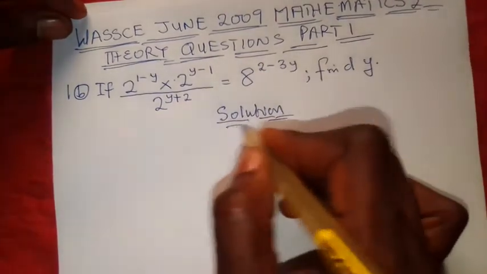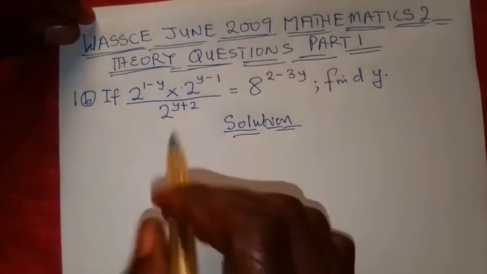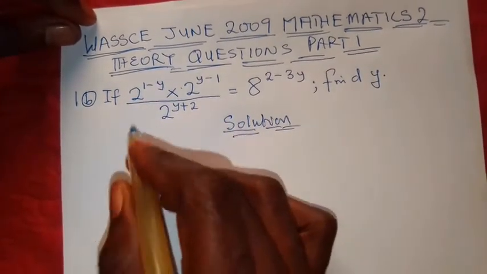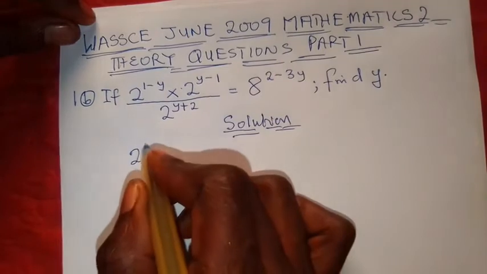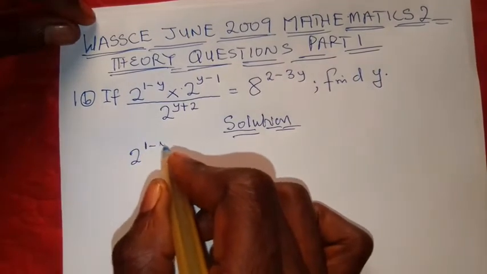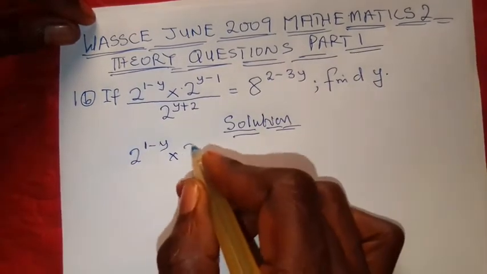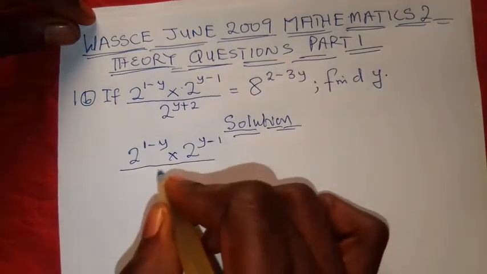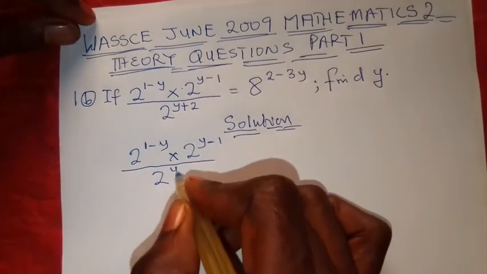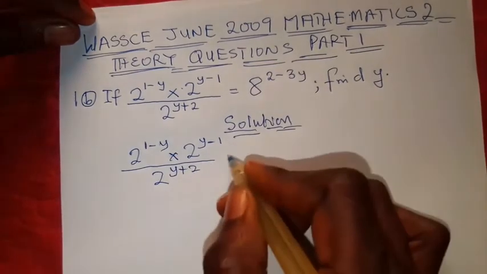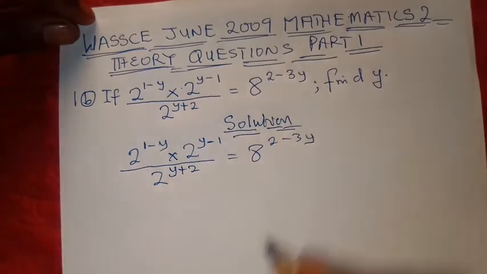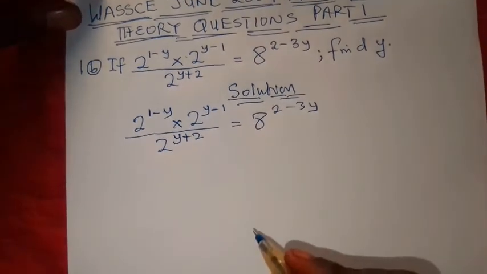All right, now in solving this problem, what do we do? First, we rewrite this question again. So we say 2 power 1 minus y multiplied by 2 power y minus 1, all divided by 2 power y plus 2, equals 8 power 2 minus 3y. Okay, so what do we do here now?